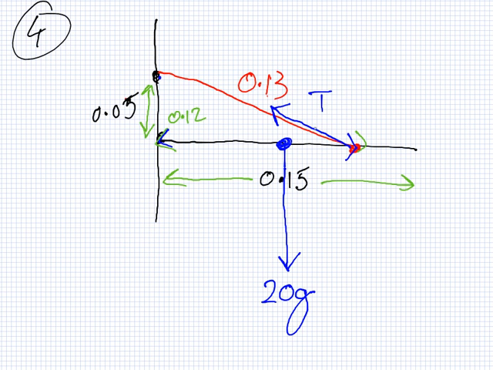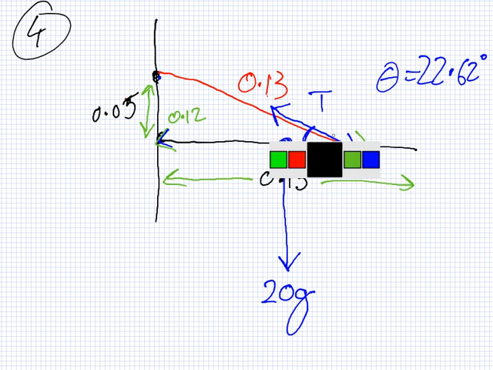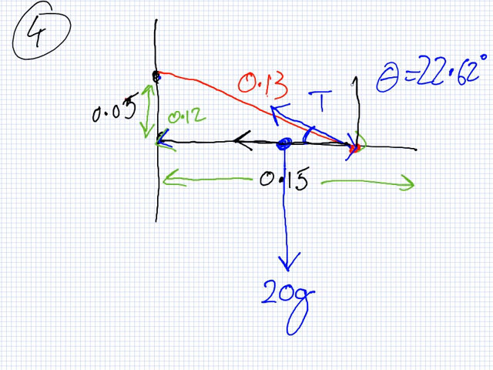Okay, let's get this angle. So this angle here, the theta, is tan inverse 0.05 over 0.12. 22.62 degrees. So this one here, that's T cos. Do we care about that one? No. We care about this one, the turning one. So this one is T sine 22.62.